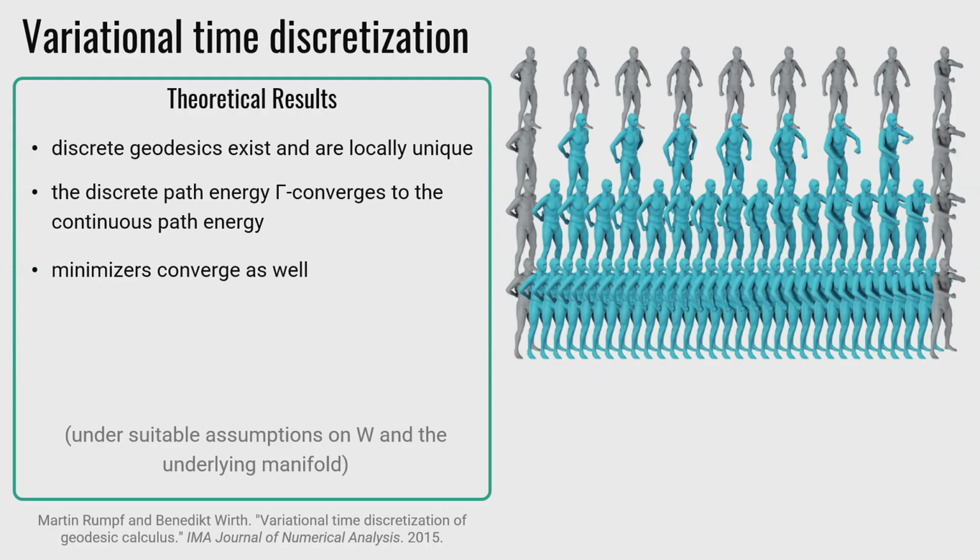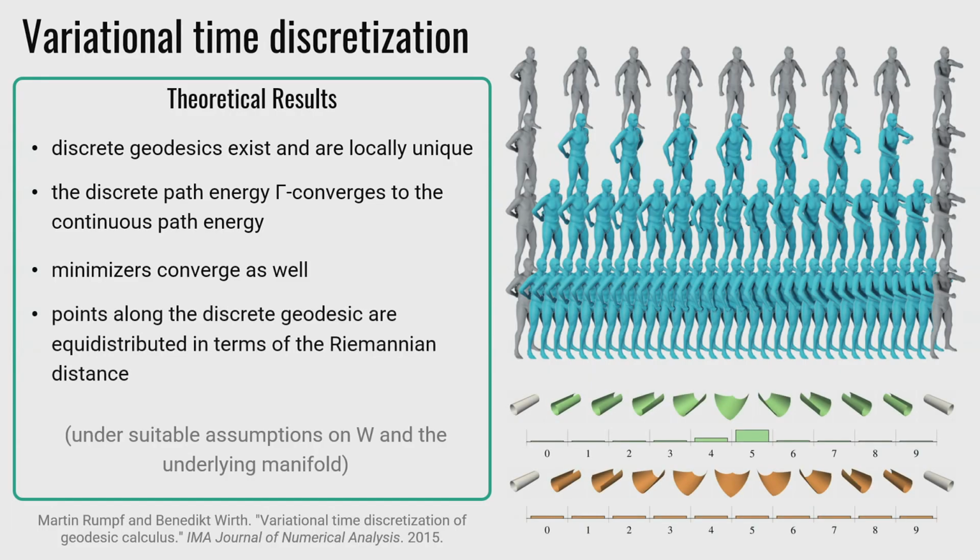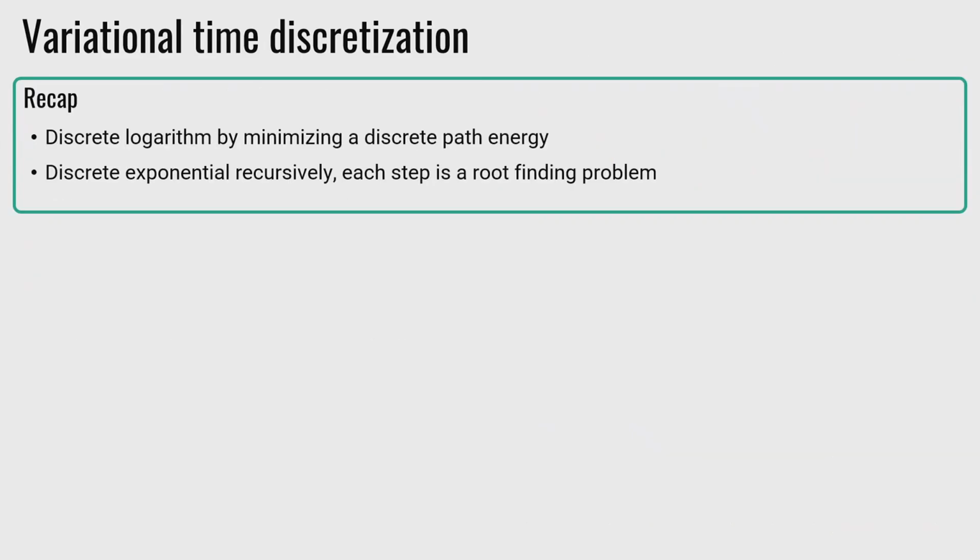And then, this is nice because you get these more continuous paths. And also what I told you before, that these paths have equally distributed energy along them, which means there are no jumps in the paths that you get out of it. And now to recap, the variational time discretization: we start with a discrete logarithm by minimizing this discrete path energy. We have the discrete exponential recursively, where each step is a root finding problem. And before I said, okay, the one thing is cheap, the other thing is expensive. Here, both things are relatively expensive.